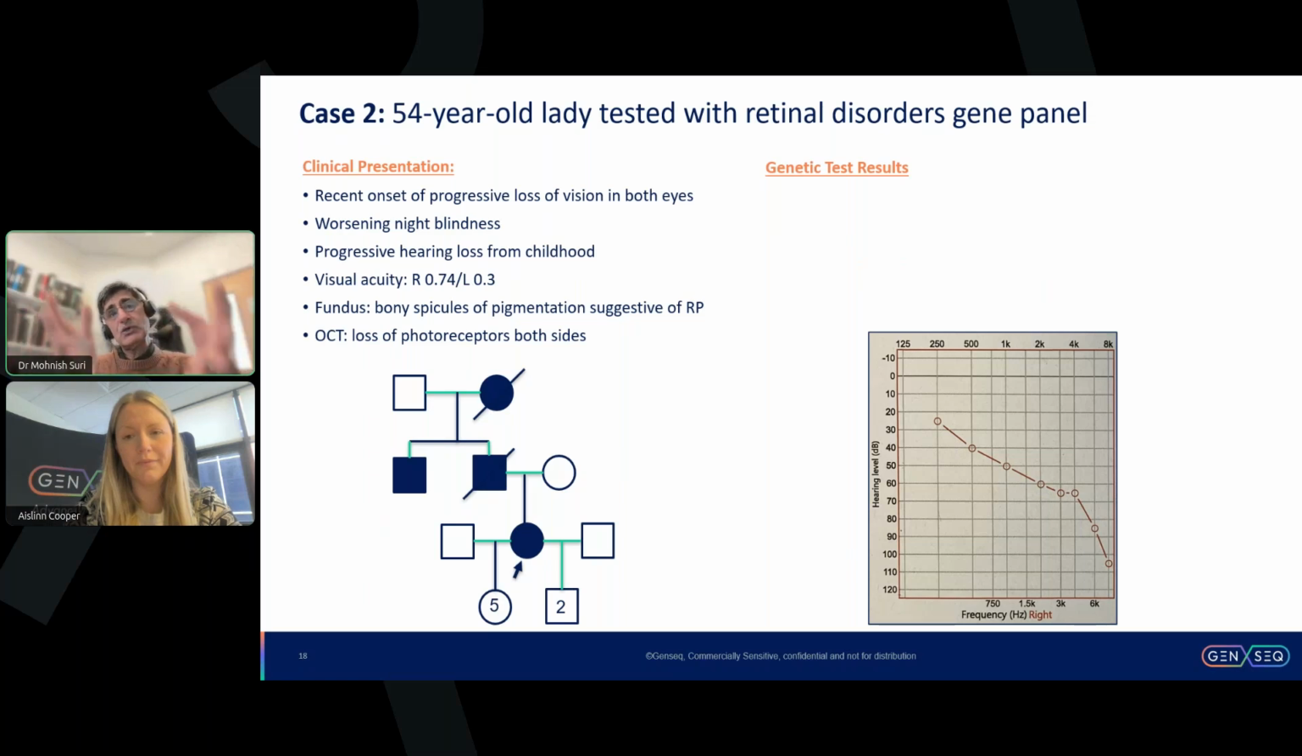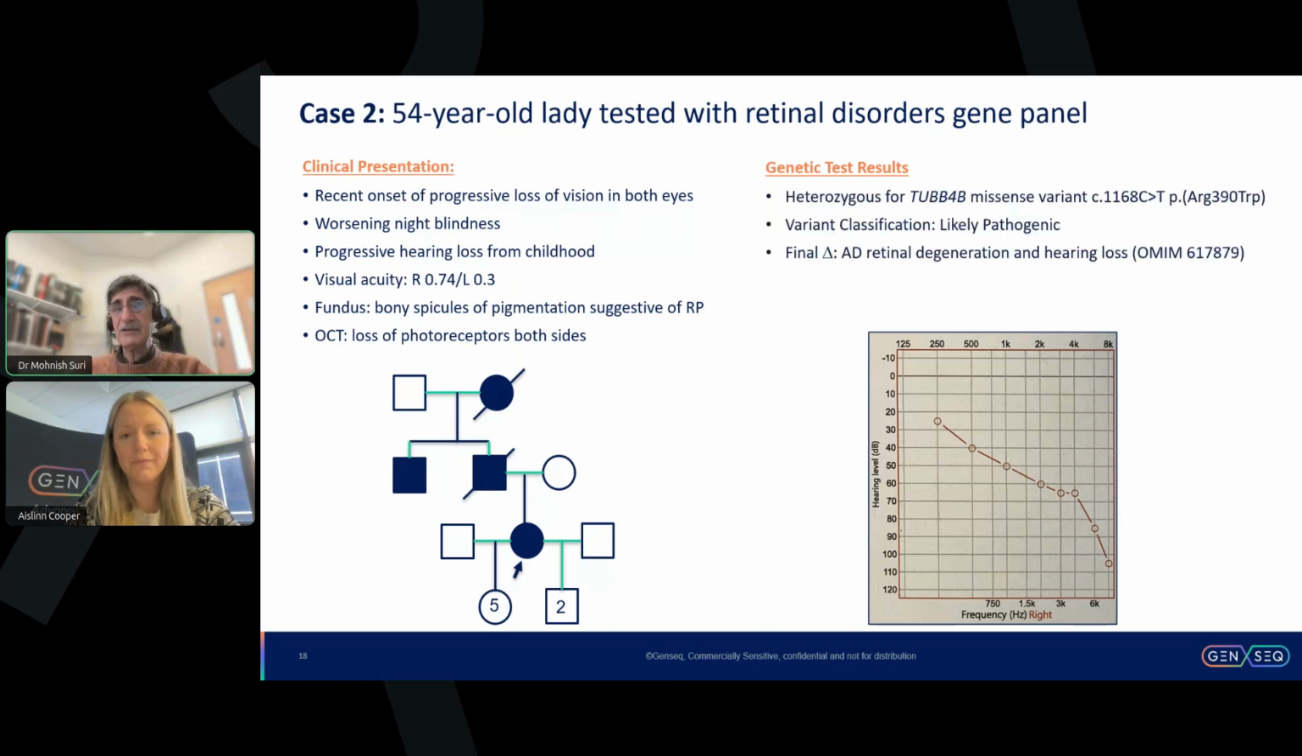So I chose to go with the retinal disorders panel, and what that found was a heterozygous variant, so a variant in one copy of the gene called TUB4B. And that was classified, again, along the picture that Ashton showed you, as being a likely pathogenic variant, which means we are 90% sure that this is going to be the causative variant for this person's problem. And so the final diagnosis was autosomal dominant retinal degeneration and hearing loss.